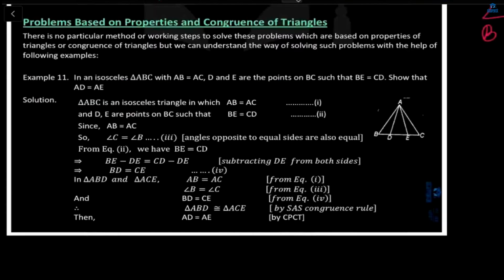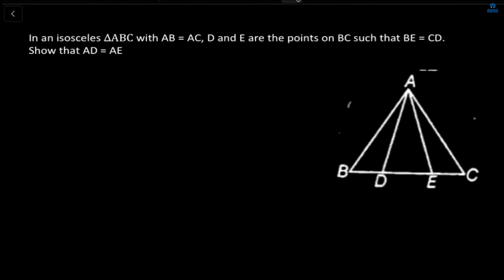Now let's see some of the problems, some examples based on these things. Here, in an isosceles triangle ABC, this is an isosceles triangle, so that means AB will be equal to AC. D and E are points on BC such that BE is equal to CD. Now you have to show that AD is equal to AE. If we take these two triangles, how can we show that AD is equal to AE?